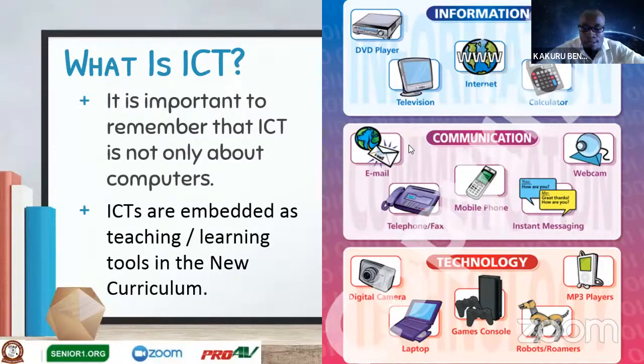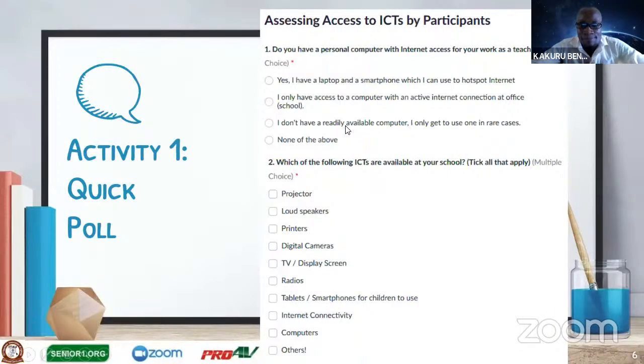Okay, so from there, we are looking at assessing access to ICTs by most of us. Question 1 was asking: do you have a personal computer with internet access for your work as a teacher? Question 2 was asking which of the following ICTs are available at your school. So you could tick a variety.